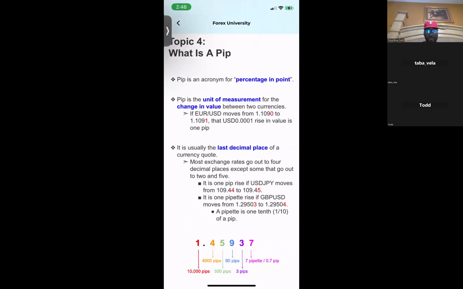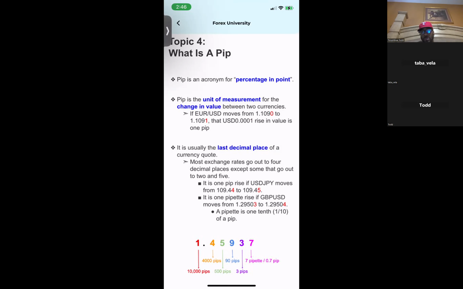Okay, what is a pip? A pip is a percentage in point move. It's a unit of measurement. That's how we measure how much we're getting paid. And this is exactly how we do it. Any pair with the USD on the back of it, you're always going to count 4 decimal places over. And every movement of this number is 1 pip. So if this goes from 10.91 to 10.90, it went down 1 pip. If it goes from 10.90 to 10.91, the rise is 1 pip. Okay.